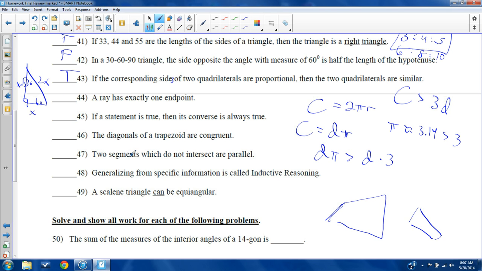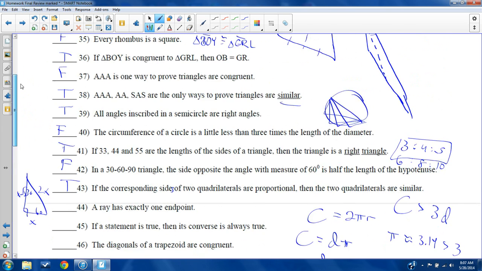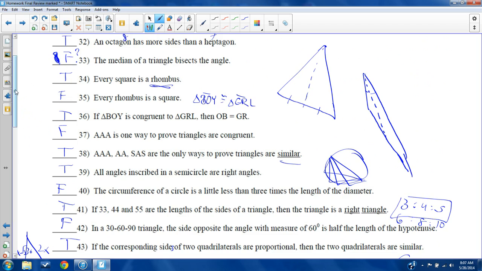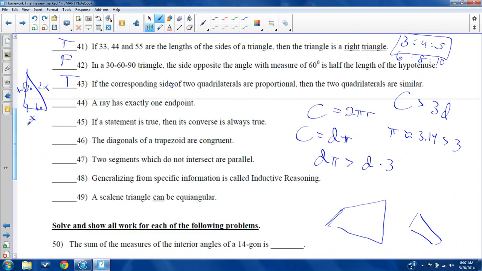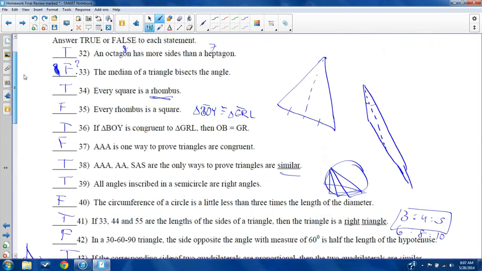You know, there are some of these that I just don't know. And if it's on a test, I don't expect 43 or 33 to be on a test, because we have not talked about it. We haven't done constructions. That's what that one has to do with.